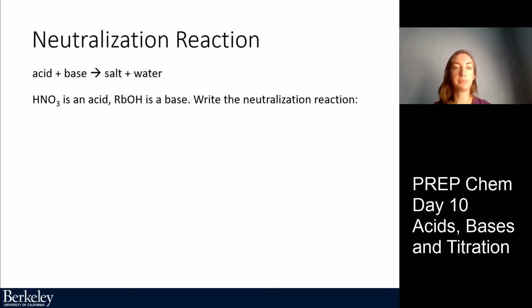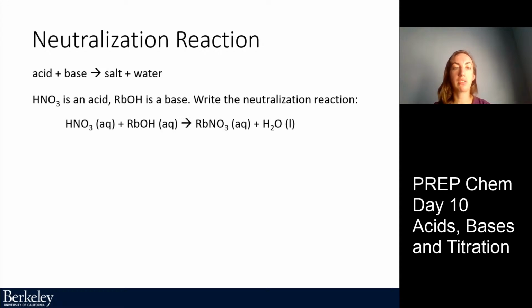So as an example, if I have HNO3, that's an acid, it can lose its H in front of the NO3 and end up with an NO3 minus ion. And then rubidium hydroxide, RbOH, is a base. So a lot of bases end in OH. And the reason is that that OH can pop off and steal an H plus and be protonated.